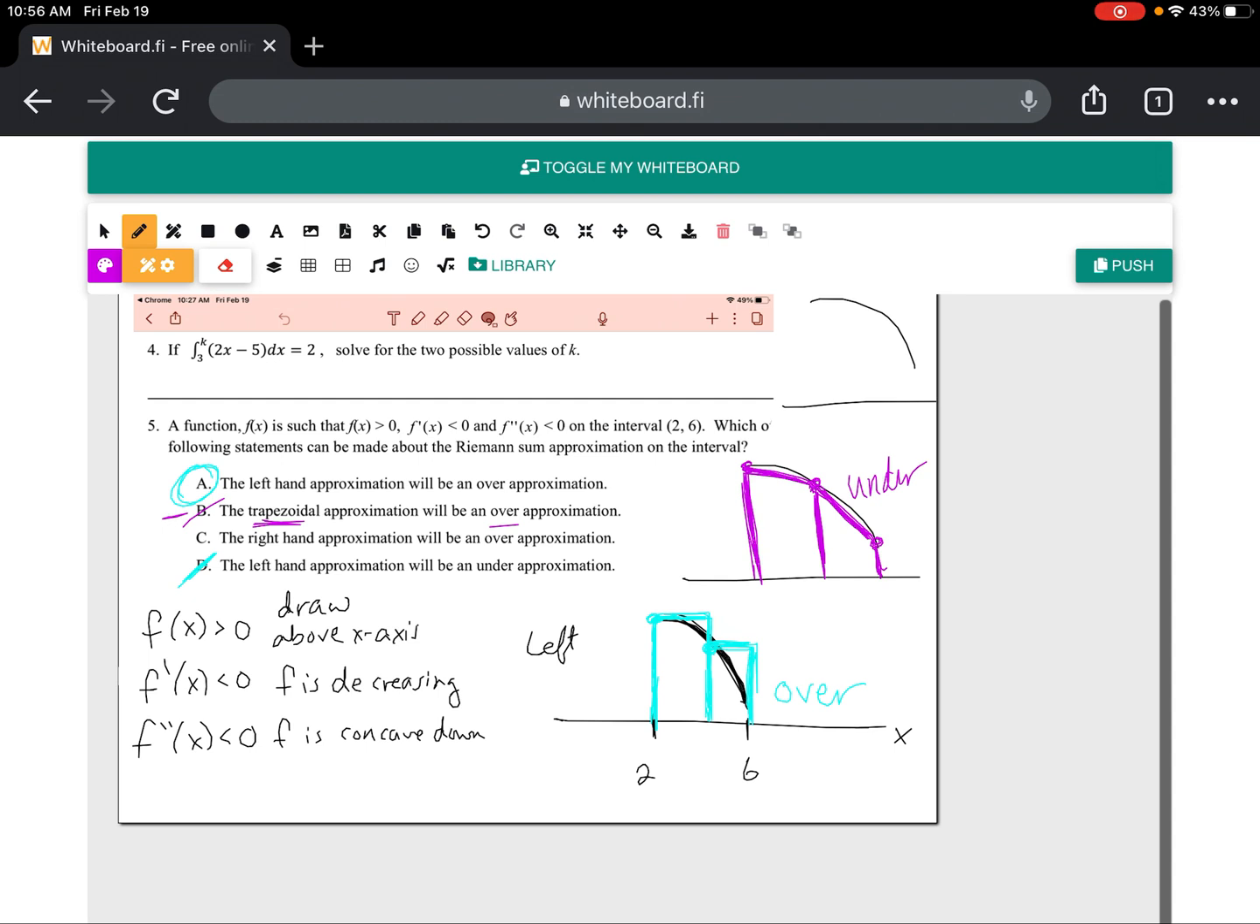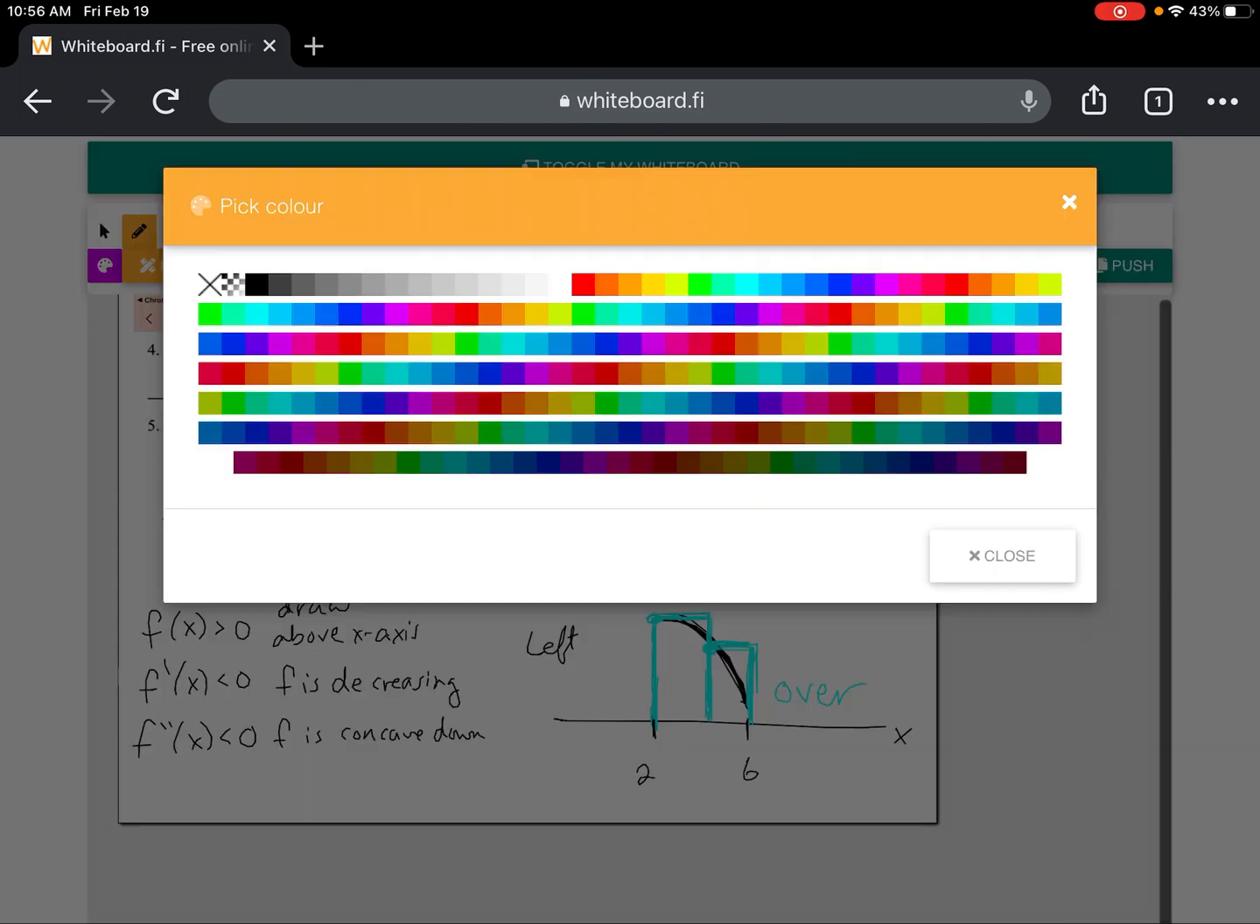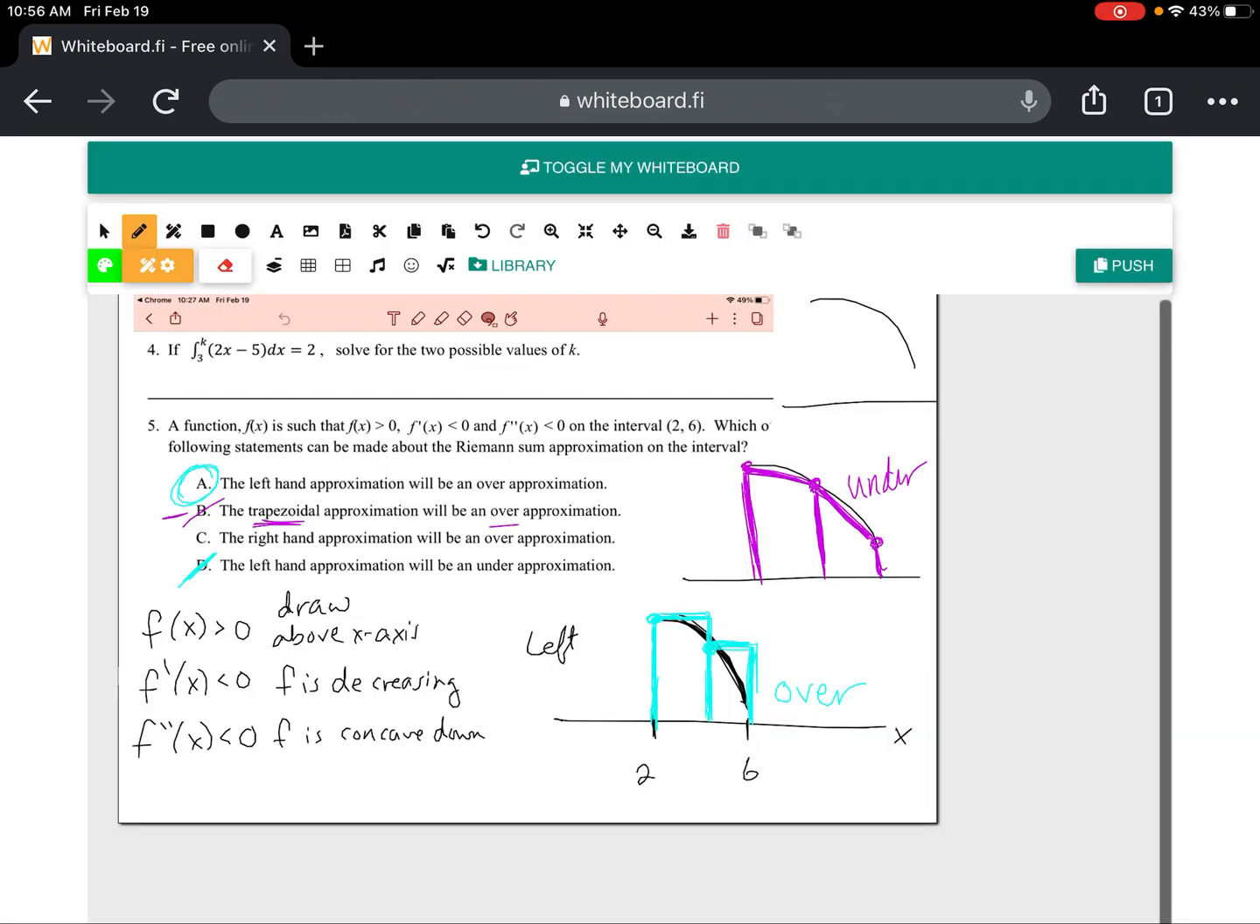C is the last one, right-hand Riemann sums. I'm going to do those in, how about green? I start on the right-hand side, go up until my curve, then go left and then down. From the right, go up to the curve, go left and then down. If I filled up those green areas, that would also be an under approximation. So C is incorrect.